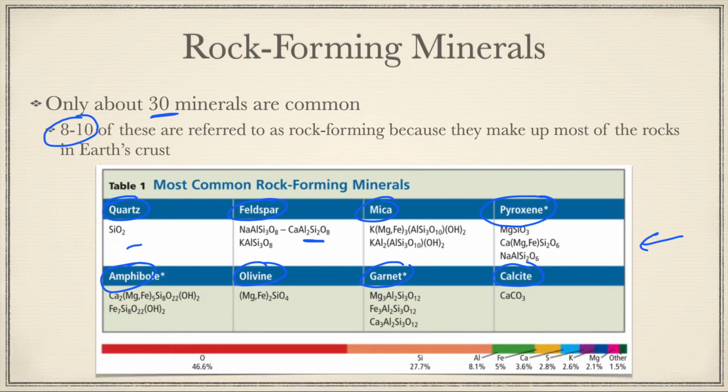And the scale at the bottom is kind of showing our percentages of different elements. So oxygen is the most abundant, silicon is the next most abundant. Then it goes aluminum, iron, calcium, sulfur, potassium, magnesium, and then other.